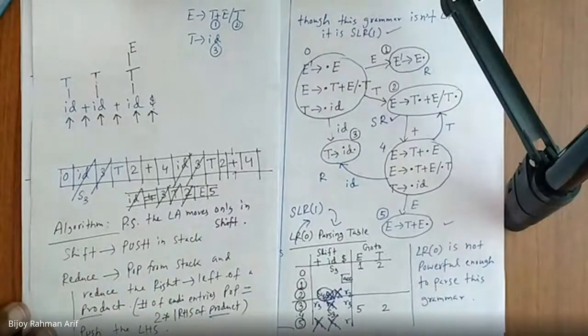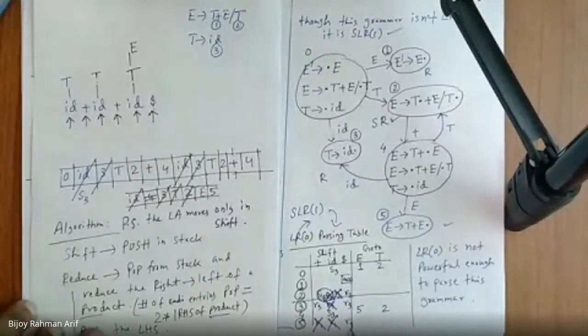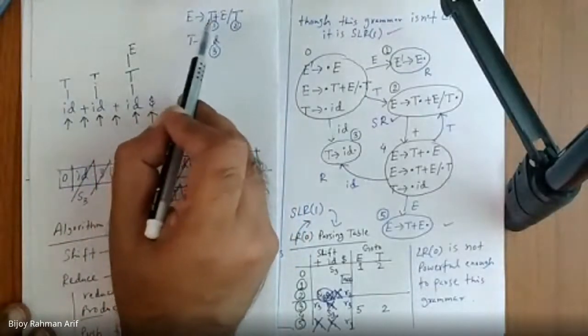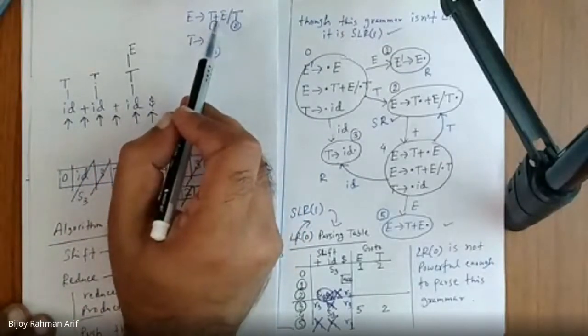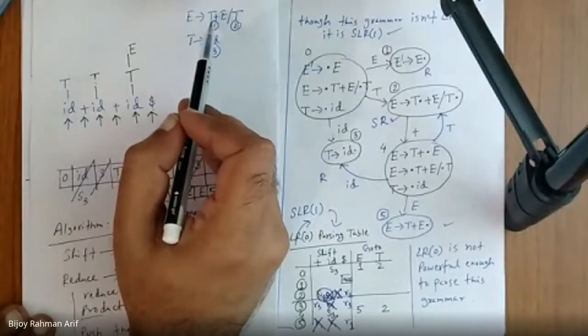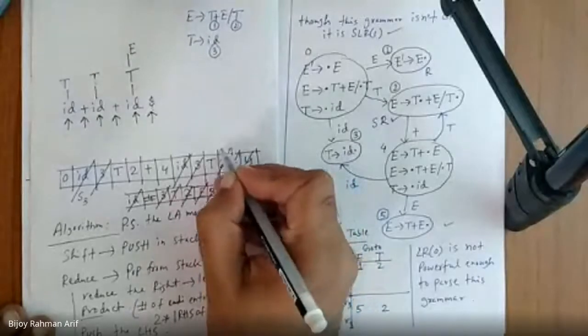5 is saying dollar. What is the entry? Rule number 1. Reduce using rule number 1. So what is rule 1? E derives T plus E. So how many entries on the right hand side? What is the cardinality? 1, 2, 3. So I'm going to pop 6. 1, 2, 3, 4, 5, 6.